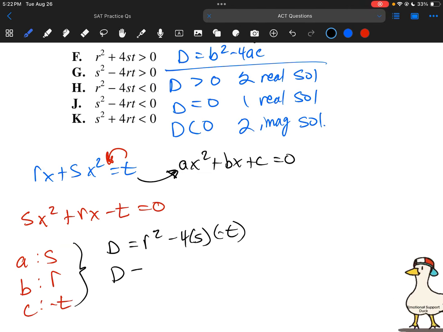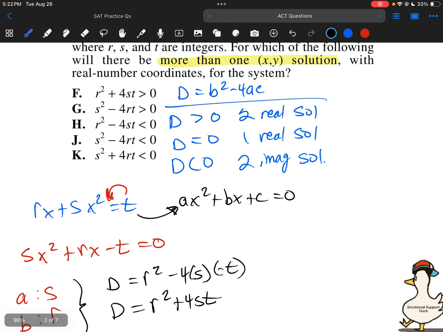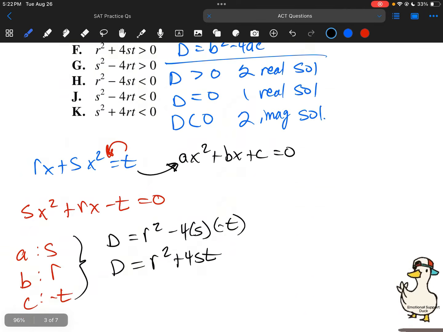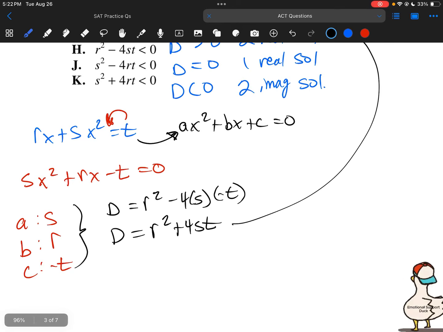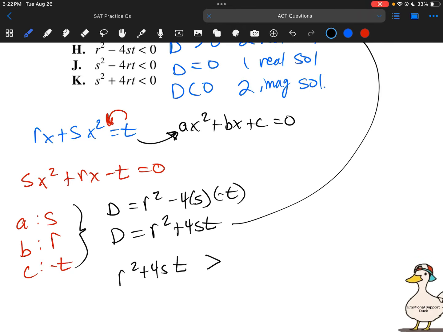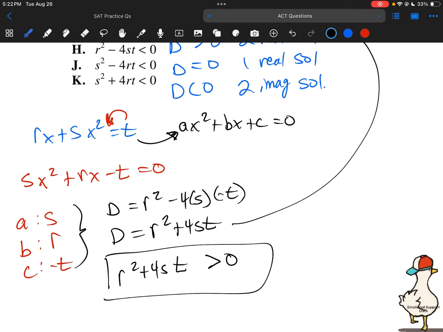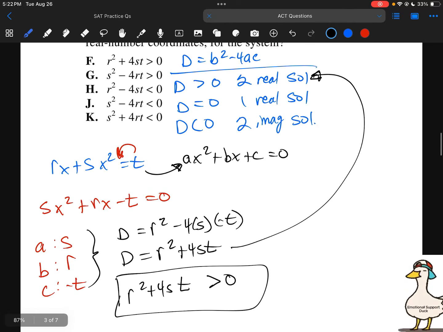So simplifying this, D is equal to r squared plus 4st. And the question is asking for when there's more than one solution. So it has to match this case where the discriminant is greater than 0, which means r squared plus 4st, which is our discriminant, has to be greater than 0. And that answer choice is F.